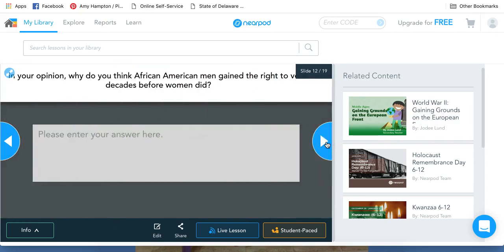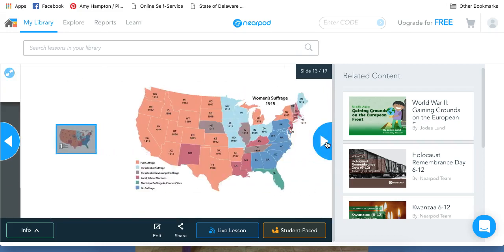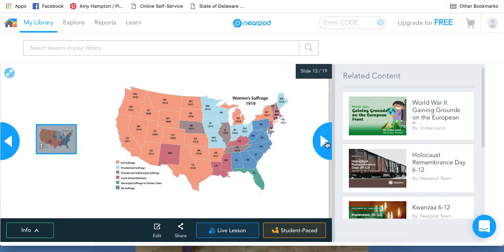And then again, in your opinion, why do you think African American men gained the right to vote decades before women did? So it asks them to reflect, use some information from some of the videos in order to make some of those deeper connections. So here is a map of women's suffrage, 1919. Full suffrage, meaning suffrage is being able to vote, and how it kind of happened in the United States.